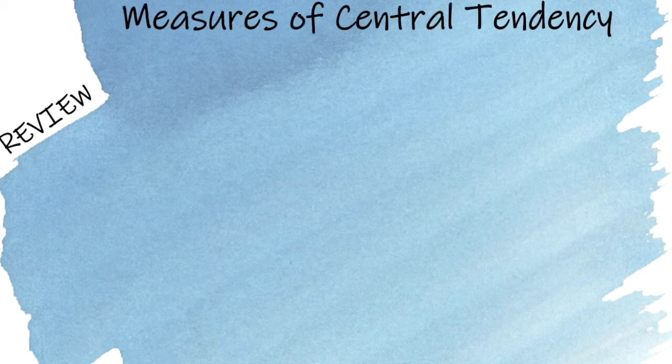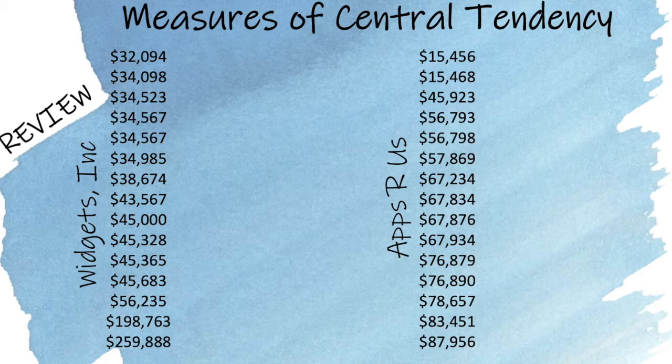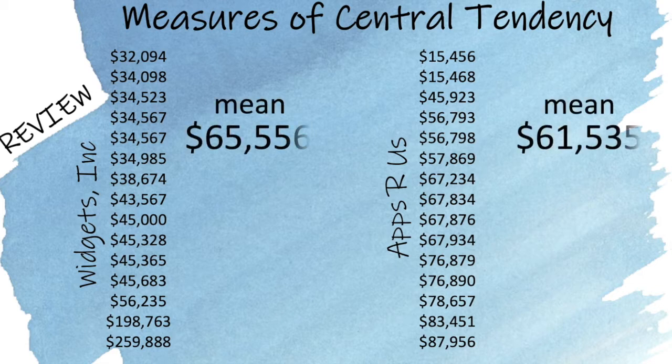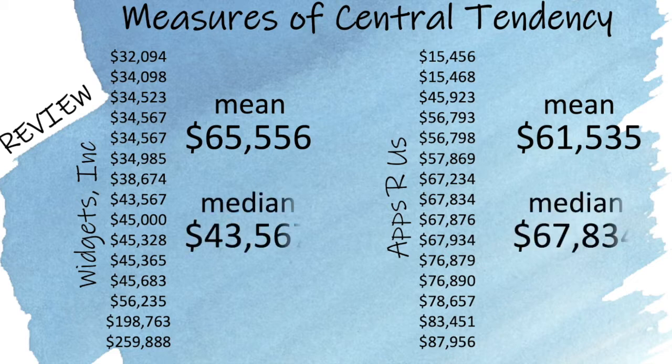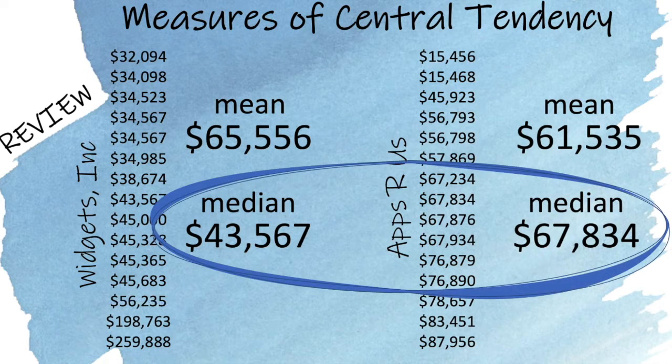So when we did measures of central tendency, you were looking for a job. And you compared Widgets Incorporated to Apps R Us. And you found the means and you found the medians. And because of those pesky outliers in Widgets Inc., we realized that the median was the most accurate measure of central tendency, and we decided that Apps R Us was going to be the best job because that was most likely the highest salary.